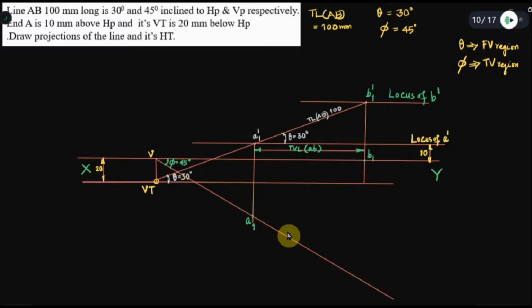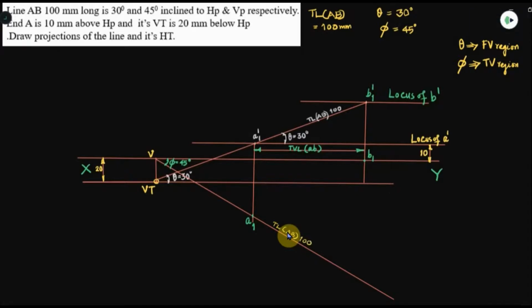So from A1, we mark 100 millimeters; that is the next intention. So TL, this is the true length line of AB again, AB, and this is 100 mm.